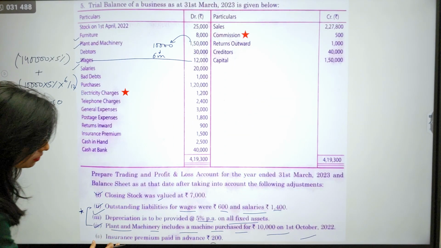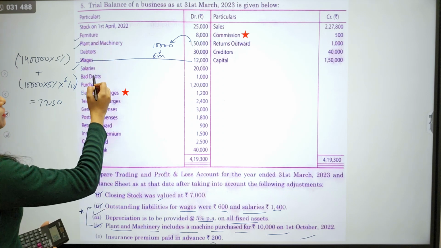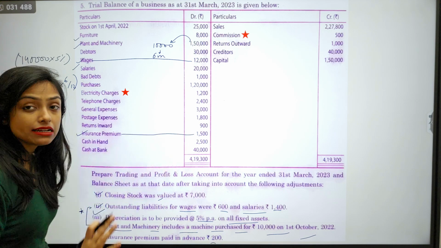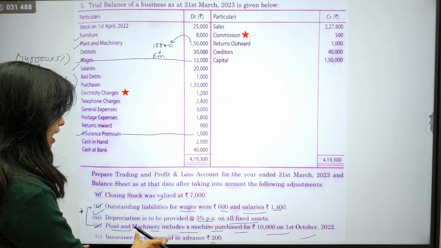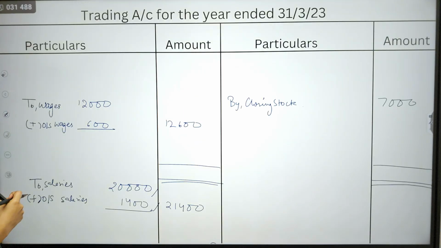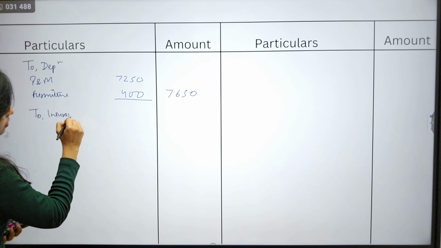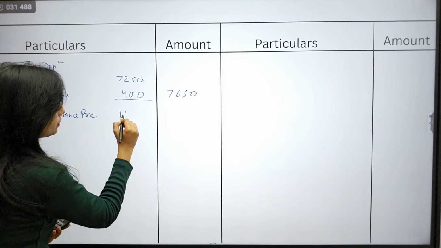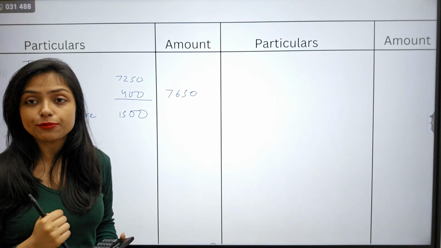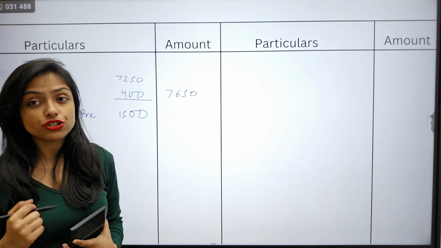Now let's come to the last one. Insurance premium paid in advance, 200 rupees. Let's see how much insurance premium we have paid. So we have paid 1500 rupees. This is telling me that out of this 1500, 200 has been paid in advance. Let's first write whatever is given inside the trial balance. To insurance premium, 1500 rupees I have paid. But this is telling me that the 200 rupees that I have paid does not belong to this year. This belongs to the next financial year.